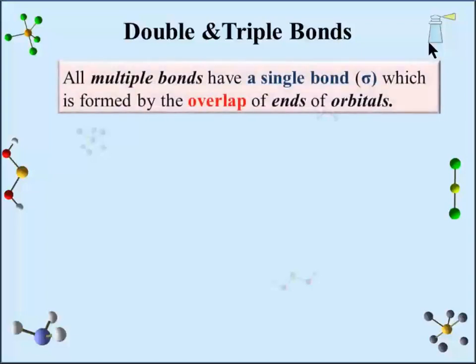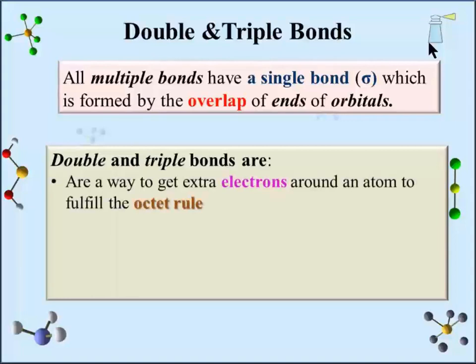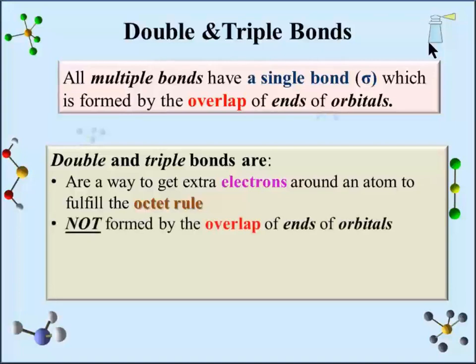It is important to note that all multiple bonds have a single or sigma bond, which is formed by the overlap of ends of orbitals. Of interest here are the characteristics of another type of bond, the multiple bond, as in double and triple bond. These bonds are a way to get extra electrons around an atom to fulfill the octet rule. These are not formed by the overlap of ends of orbitals.